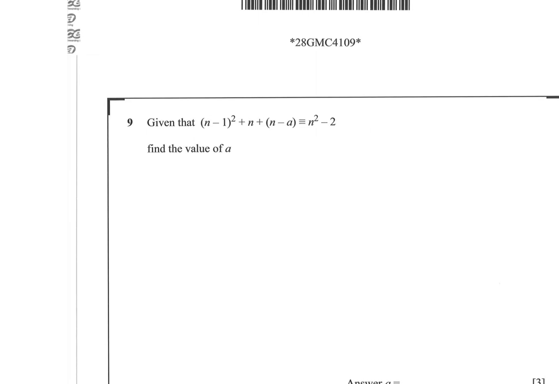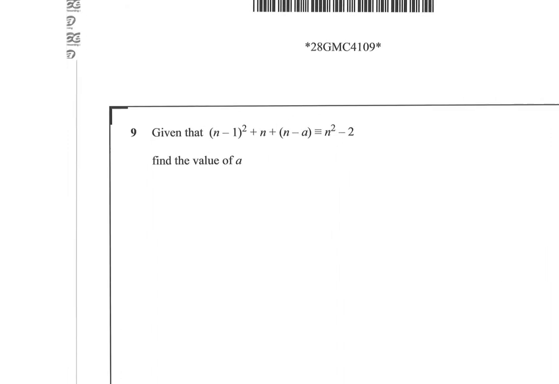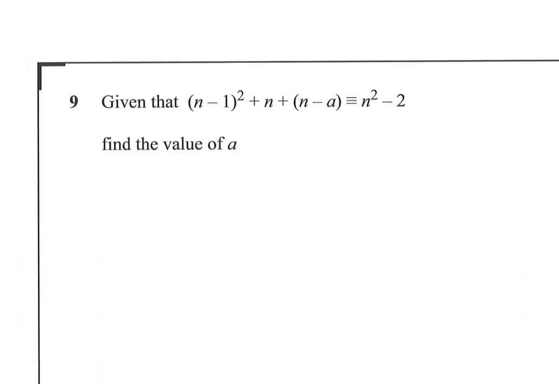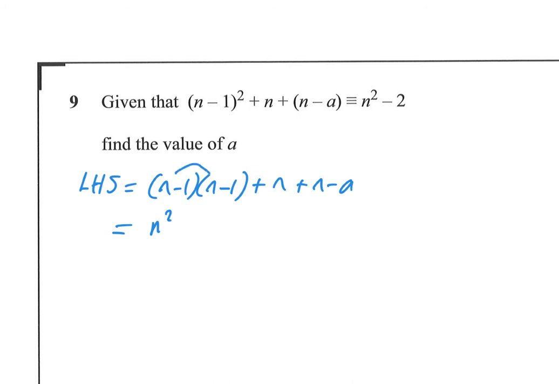The next question says, given that (n minus 1) squared plus n minus a is identical to n squared minus 2, find the value of a. So what we're going to do is work out our left-hand side. I'm just going to say LHS, the left-hand side, is equal to n minus 1 times n minus 1, just makes it a wee bit easier for me to multiply out, plus n minus a. So let's multiply out this bracket now. That'll give you n squared minus n minus another n, so that's minus 2n, and then minus 1 times minus 1 is plus 1, plus n minus a.